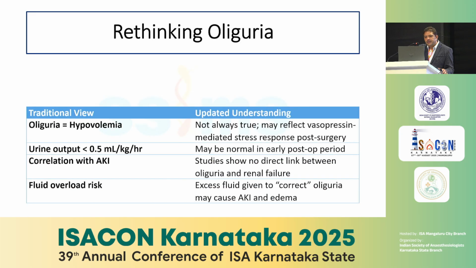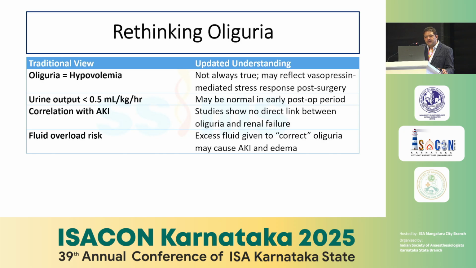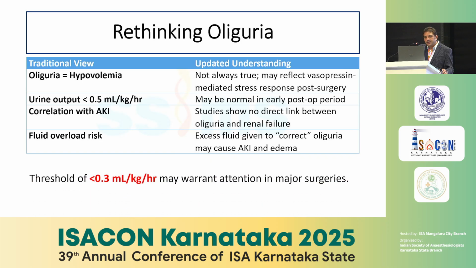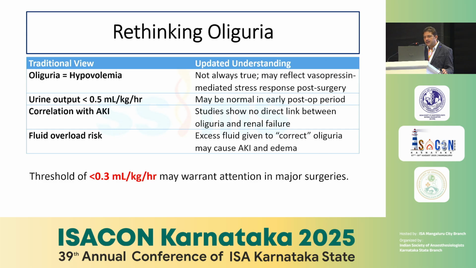Rethinking of oliguria: the traditional view is that oliguria is due to hypovolemia. It's not always true. It may reflect vasopressin release intraoperatively and postoperatively. Urine output less than 0.5 ml per kg per hour may be normal in the postoperative period. The correlation with acute kidney injury: studies show no direct link between oliguria and renal failure. Fluid overload: fluid replacement due to oliguria can lead to acute kidney injury and edema. A threshold of less than 0.3 ml per kg per hour may warrant attention in major surgeries.